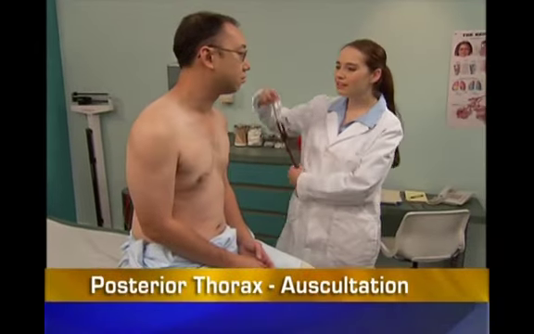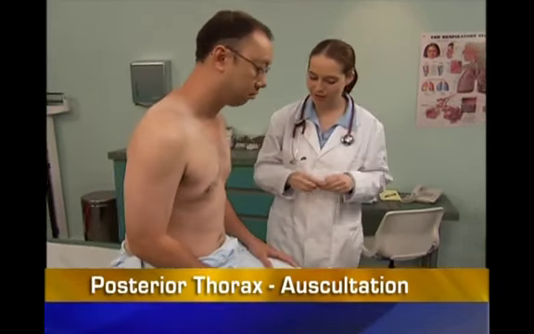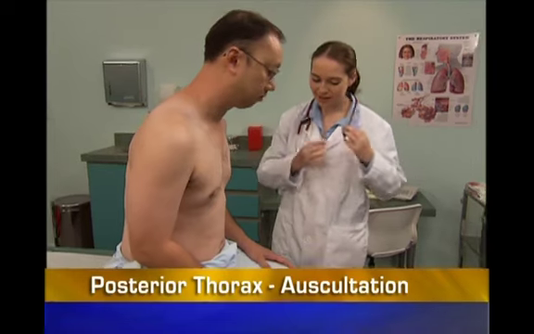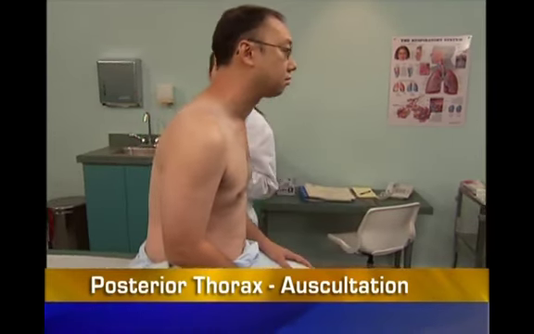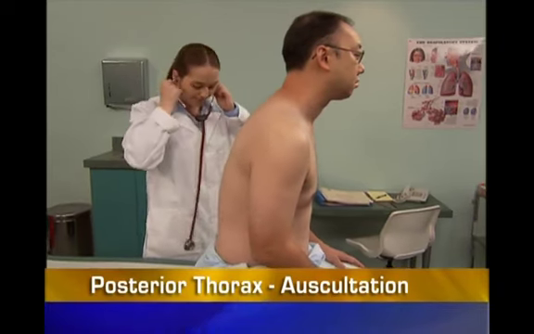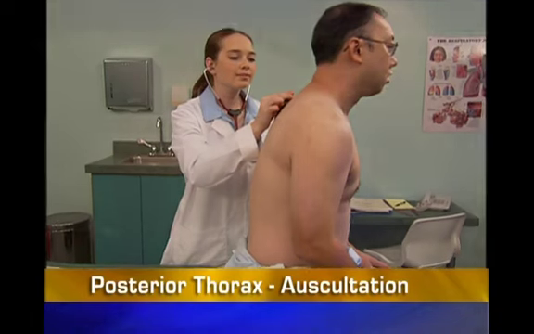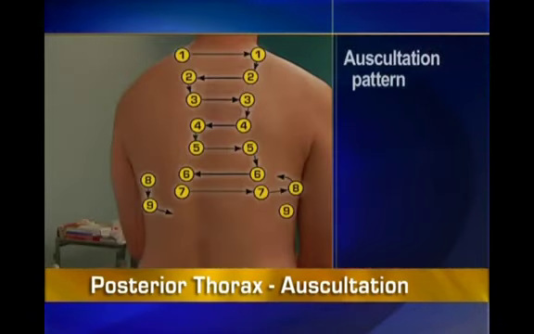Okay, Mr. Chang, I'm going to listen to your lungs now. To prepare to auscultate the posterior thorax, ask the person to lean forward slightly, let his arms rest in his lap, and breathe through his mouth a little deeper than usual. Clean the diaphragm of the stethoscope with an alcohol wipe. Then follow a consistent pattern for auscultation.